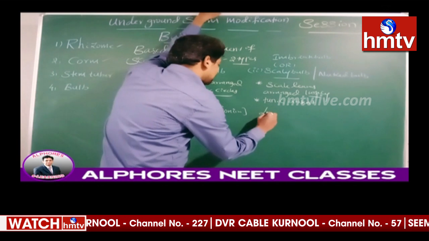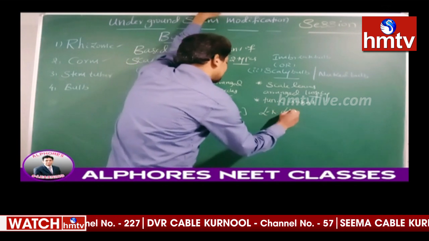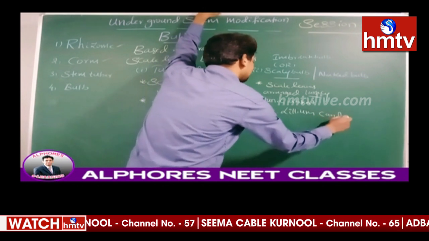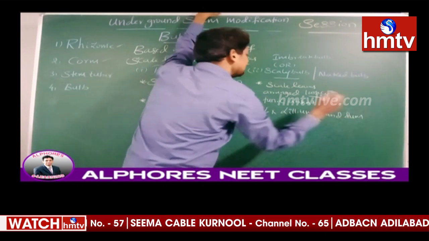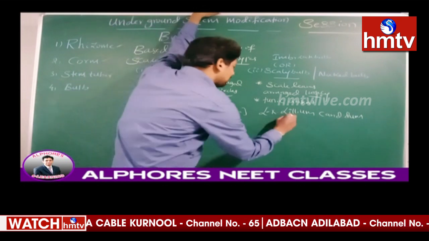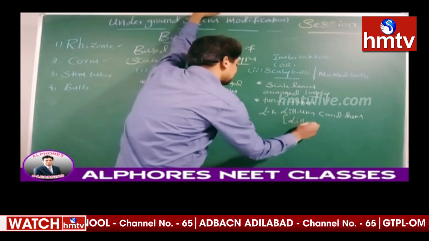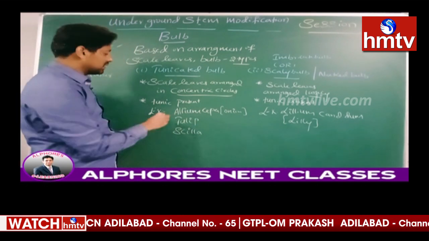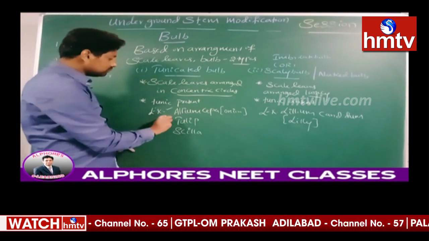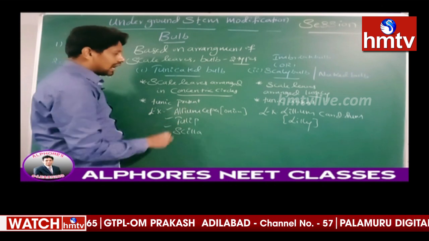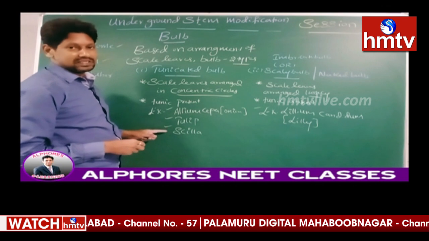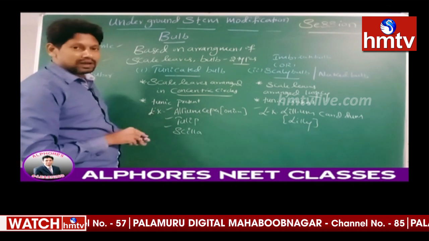Now go for scaly bulb. Sir, scaly bulb example is Lilium candidum. The common name of Lilium candidum is lily plant. Now listen to the statement. This Allium cepa, tulip, Scilla and Lilium candidum, all these come under the Liliaceae family. All these come under which family, sir?